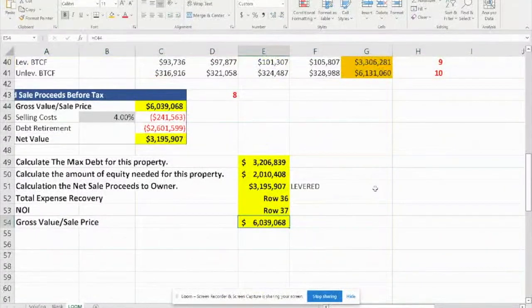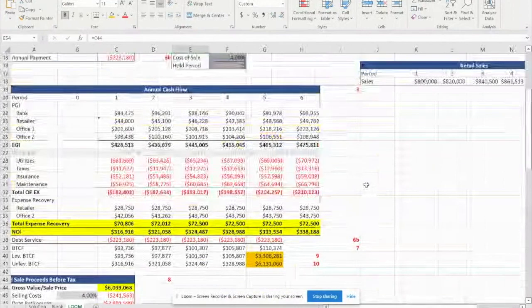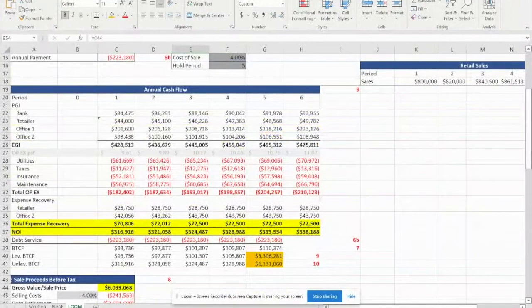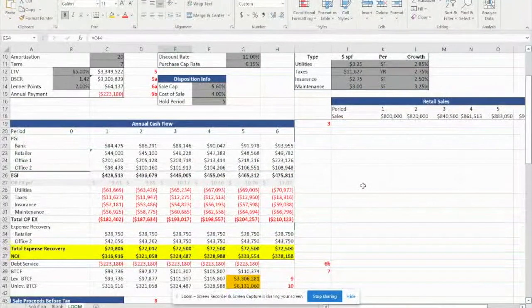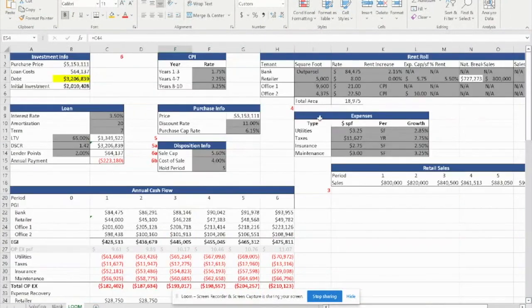So I hope this was a good video for you to help you calculate this very complicated lease with multiple different types of leases, including a percent lease, if you will, for the retailer.